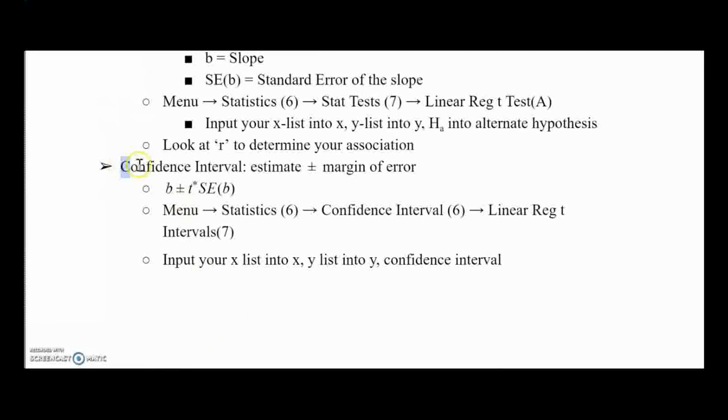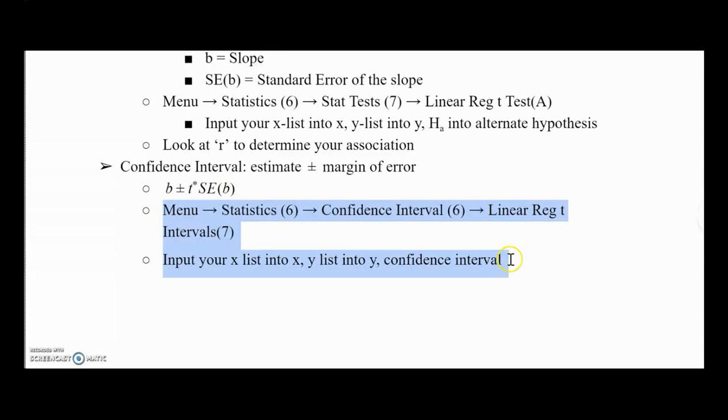Next we move on to confidence interval, which is estimate plus or minus margin of error. You've heard me say this multiple times, but this time it's b plus or minus t star times SE of b. This you've heard me say for sure with means and with proportions. Again, slope and your standard error of the slope. Again, you don't really have to use calculator controls.